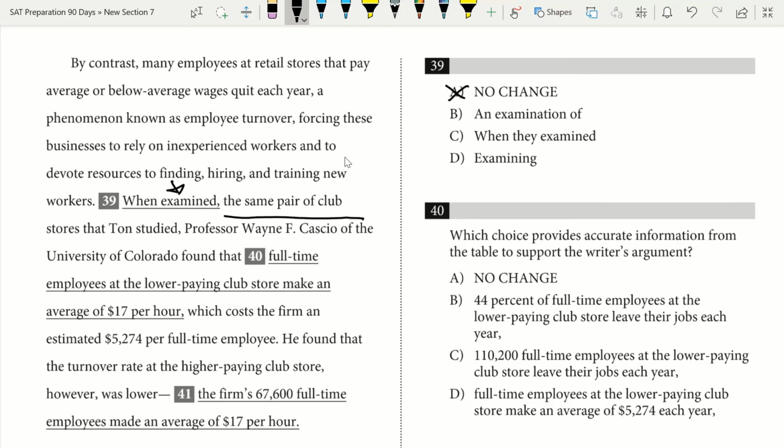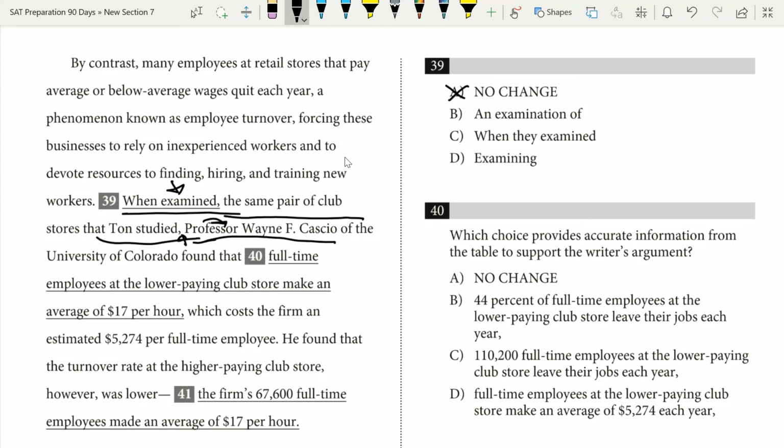So we have the same pair of club stores that Tan studied. And then we got Professor Wayne F. Casco of the University of Colorado, and he found something. All right, well, I'm really looking at this part right here, and I think it's going to be modifying Professor Wayne F. Casco because we have a comma here, right? So this comma is telling me that we are going to have something modifying Professor Wayne F. Casco, because we wouldn't really start with a dependent clause and then say Professor Wayne F. Casco.